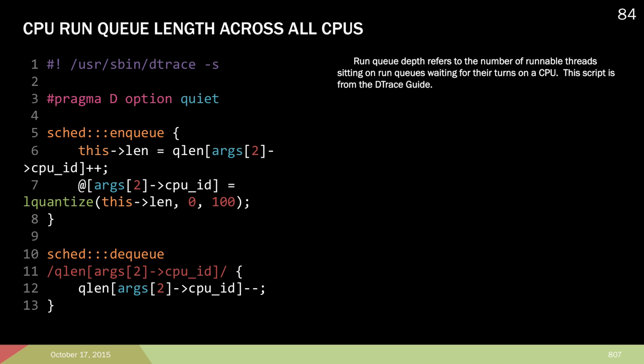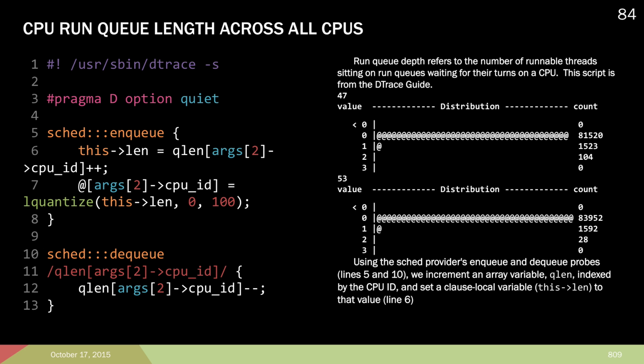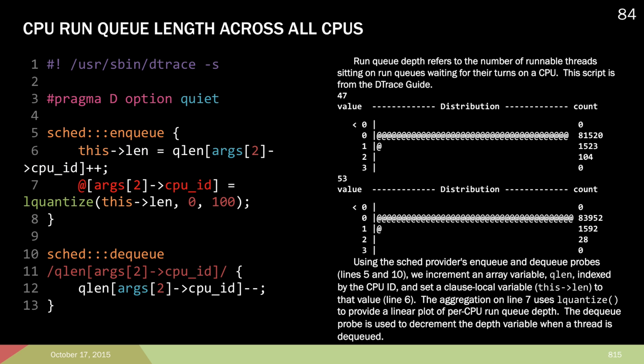Run queue depth refers to the number of runnable threads sitting on run queues waiting for their turn on CPU. Using the sched provider's enqueue and dequeue probes, we increment an array variable, qlen, indexed by the CPU ID, and set a clause local variable, thisqlen, to that value. The aggregation on line 7 uses lquantize to provide a linear plot of per CPU run queue depth. The dequeue probe is used to decrement the depth variable when a thread is dequeued.